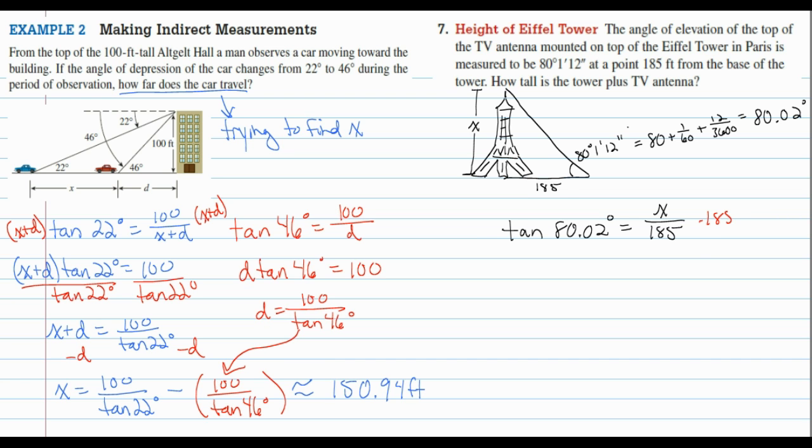So I'll multiply both sides by 185. X is going to be 185 times the tangent of 80.02, which my calculator got to be 1,051.33 feet tall, which I believe they use the metric system, so they don't know what that means, and that's fine.